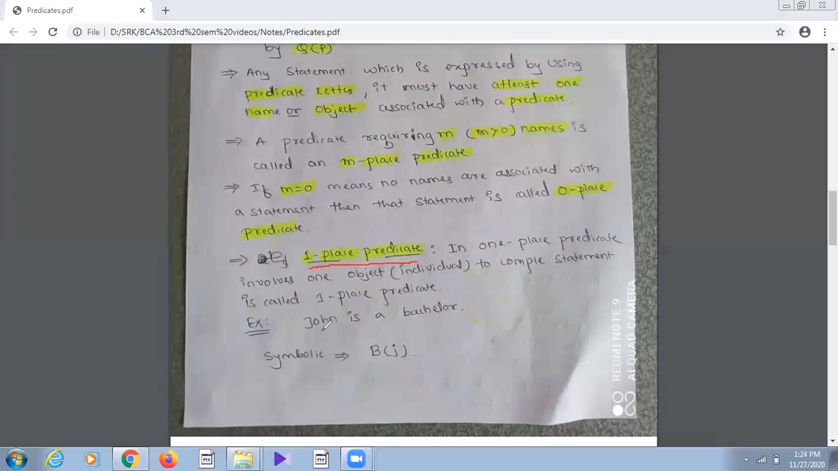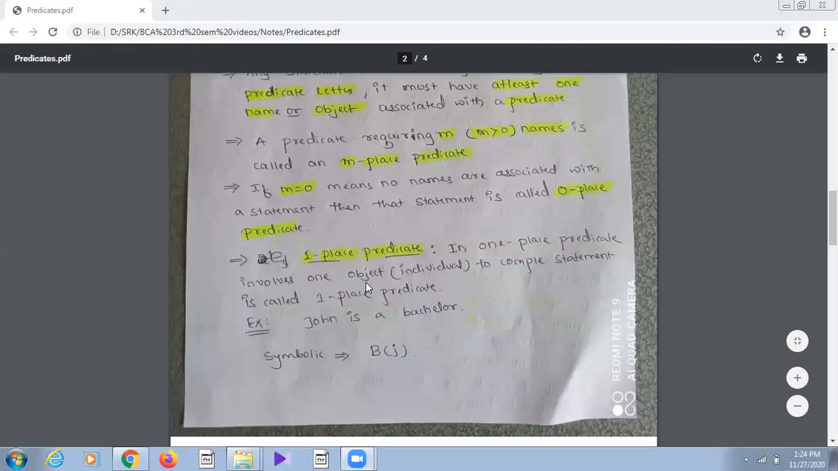Here is an example I gave: John is a bachelor. Here "is a bachelor" is the predicate, and there is at least one individual, John. So this is a one place predicate, and it is denoted like this: B of j. Small j is the individual or object name, denoted as a small letter, and "is a bachelor" is the predicate. All predicates are denoted by a capital letter, so capital B.